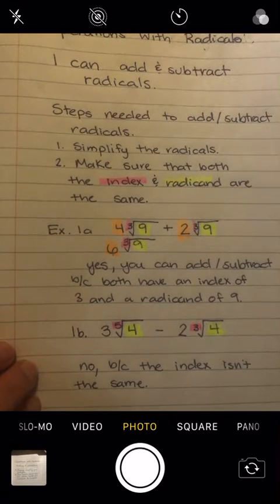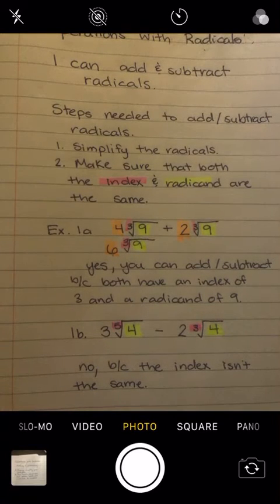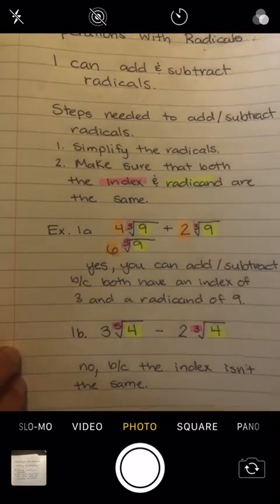All right, we're going to do 2 more examples. One where we have to simplify. And then I think we're good from there. All right, everybody got that one?